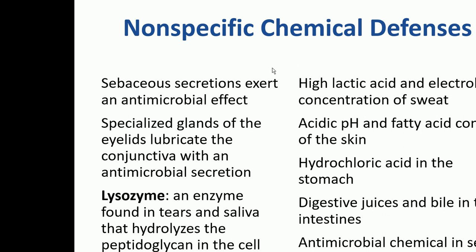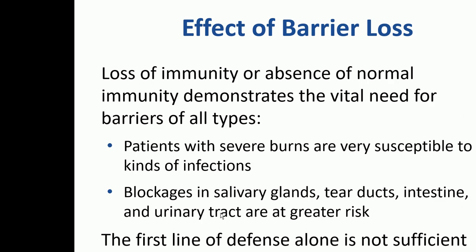Then there are high lactic acid and electrolytes in the sweat. Acidic pH and fatty acid content are found in the skin. HCl is in the stomach. Then there are digestive juices and bile in the intestine, antimicrobial chemicals in semen, and protective pH in the vagina. So these are all the chemical defense mechanisms, the first line of defense.